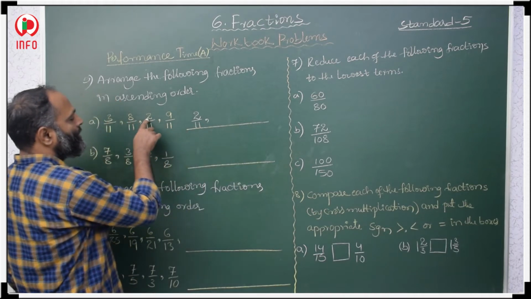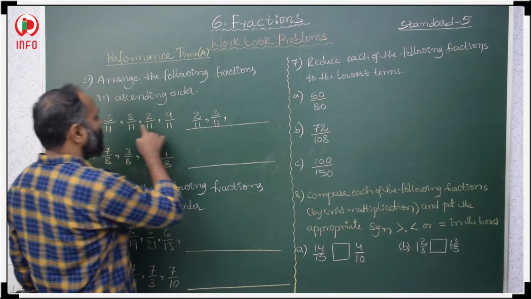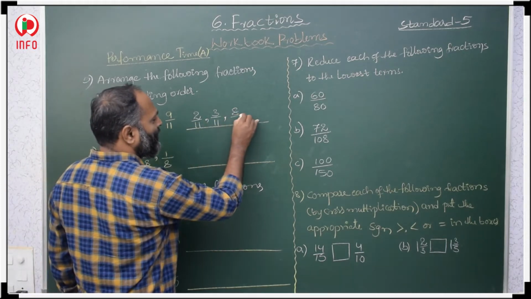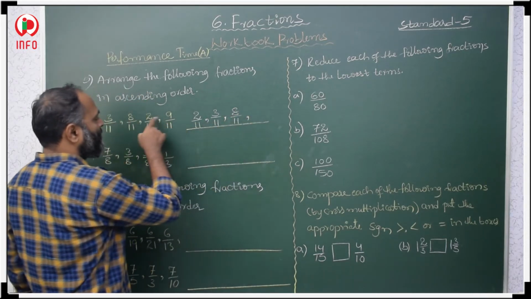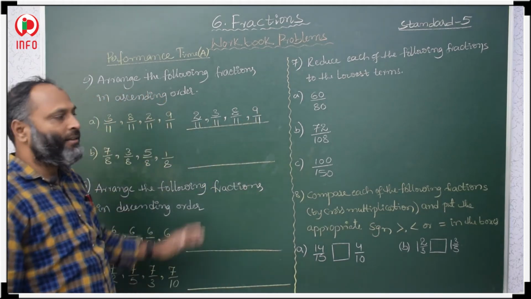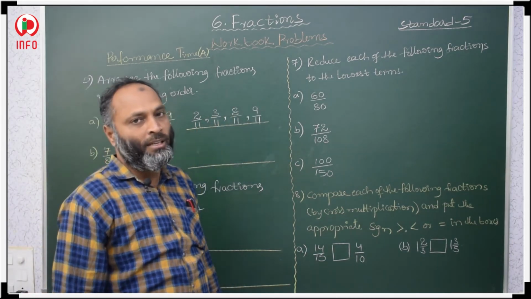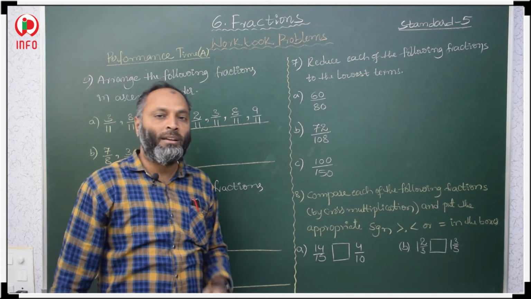And bigger than this 2 is 3, 3 by 11. Bigger than 3 is 8, 8 by 11. Bigger than 8, the biggest one is 9 by 11. So, these are in ascending order, increasing order. So, we have to arrange the given fractions in ascending order when like fractions are given.